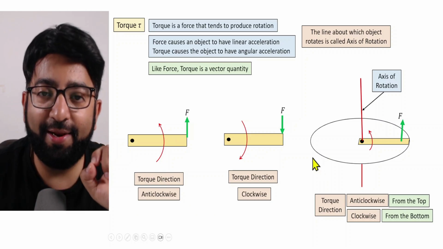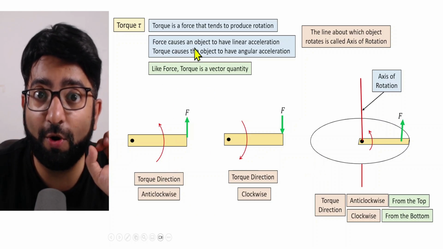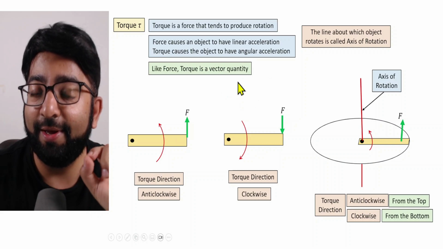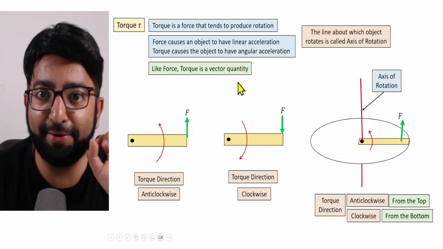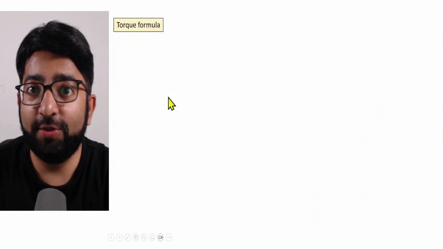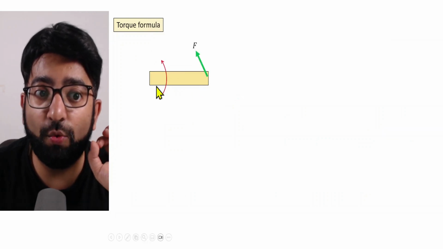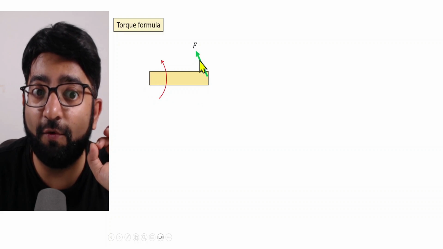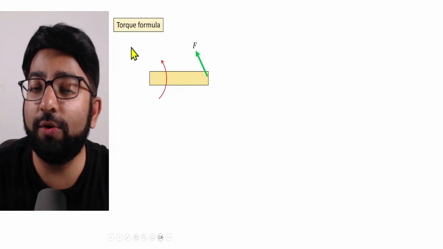So this was the analysis of how to find the direction of torque. But torque is a vector quantity, which means it definitely has a magnitude. So now we come to the formula of torque. How is torque found? So consider a rectangular rod which is hinged on the left side and the force is applied. So the object is going to rotate.